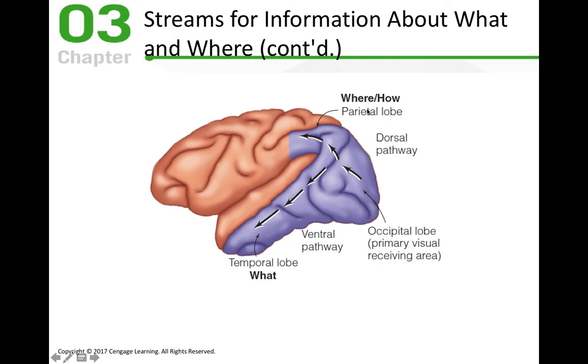Folks that have damage up here to this where system, which is in the dorsal part of the brain, tend to have a hard time doing that. They can tell you what it is. This system is fine, so they can say, oh yeah, it's a card reader, no problem. But then it's almost like they have a motor problem, which is very interesting.